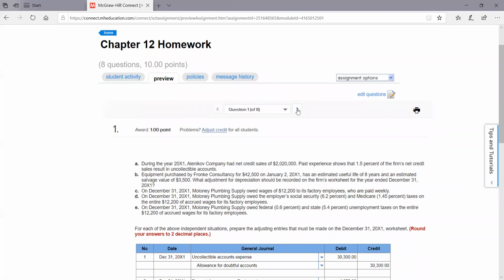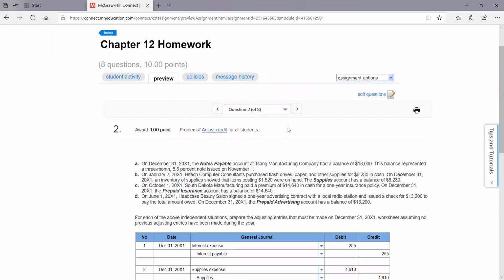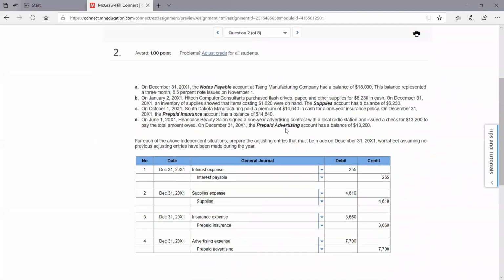Let's take a look at problem 2. Now, in this one, we're going to get into some review, and then the new one is going to be on the interest. And what I often tell my FACE students is, remember with interest, the concept is principal times rate times time. So on letter A, it says we have a note payable of $18,000. So $18,000 would represent the principal.